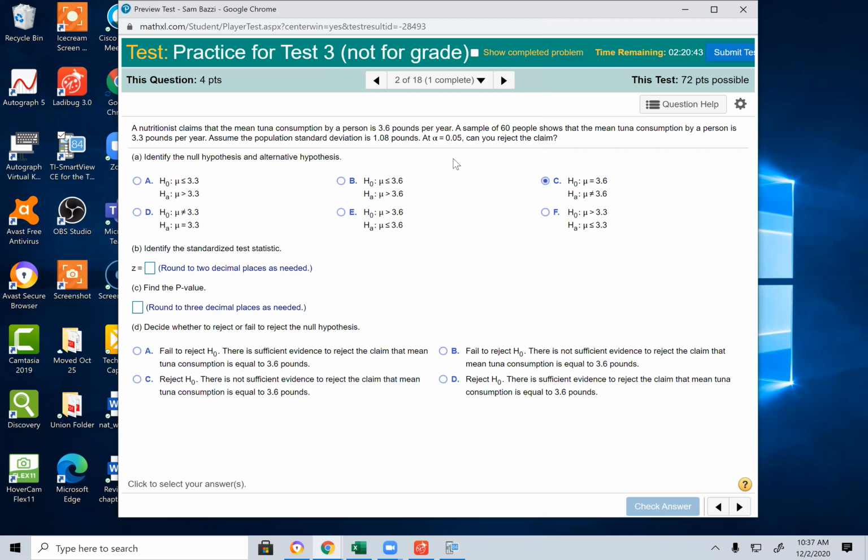So what is alpha? Alpha is 0.05, so the p-value is less than alpha. If it is less than alpha, you reject the null hypothesis. And what do you say? Which one do we select here? If we reject H0, we don't say there is not sufficient evidence. There is sufficient evidence to reject the claim. So actually, it's simple here, guys. When you reject H0, you cannot use the word not. So there is sufficient evidence to reject the claim that the mean tuna consumption is equal to 3.6.